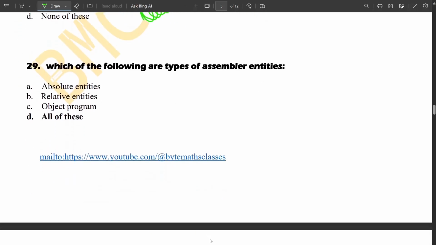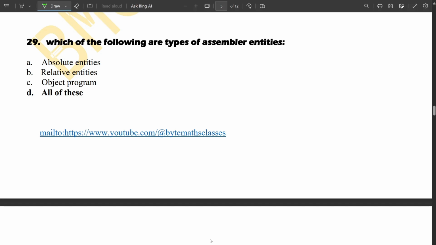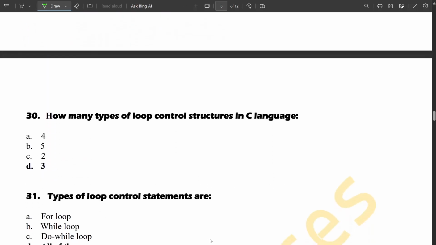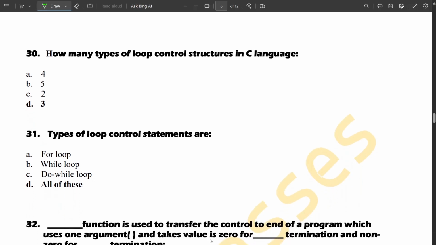Next, which of the following are types of assembler entity? Absolute entity, relative entity and object program, all of the above. Option number D is correct. Next, how many types of loop control structure are there in C language? 3. So there are 3 types of loop control structure in C language.